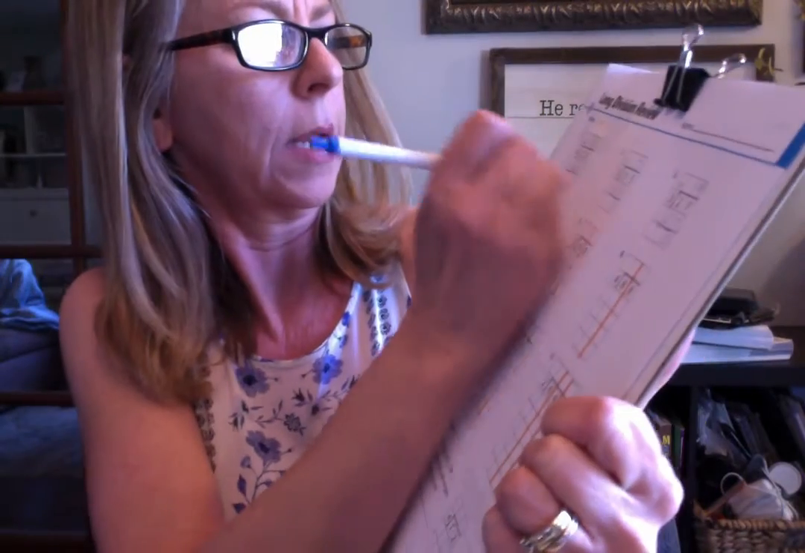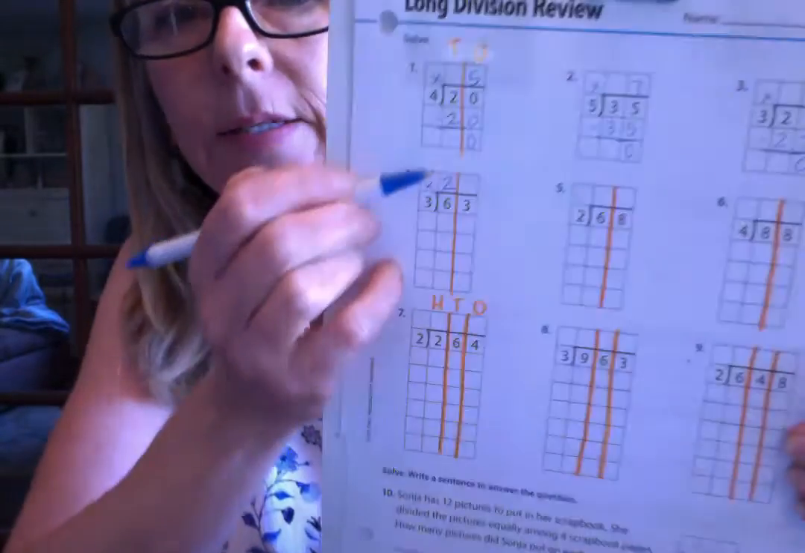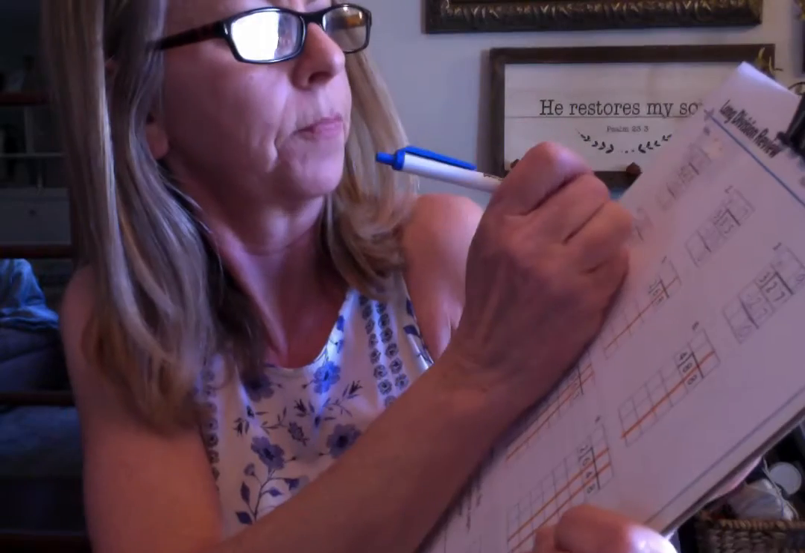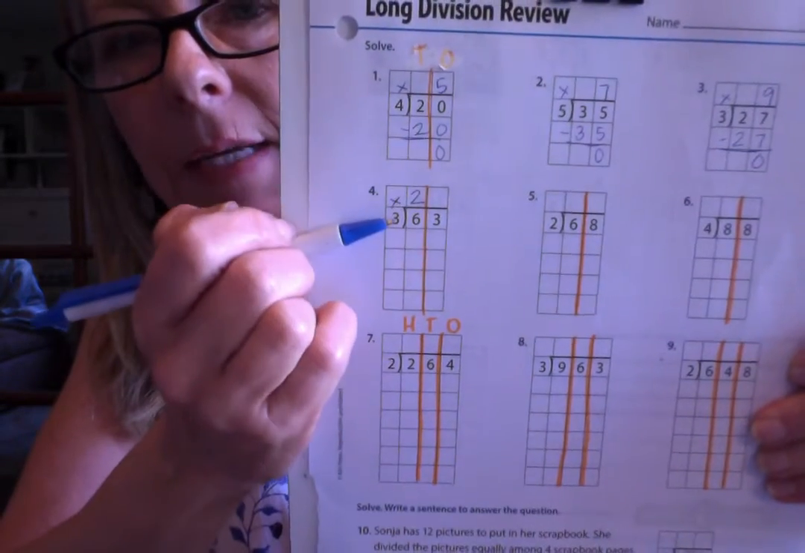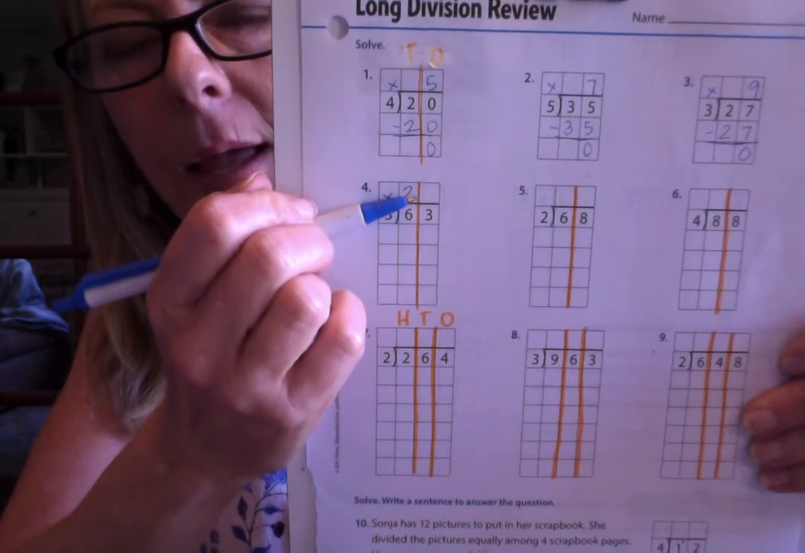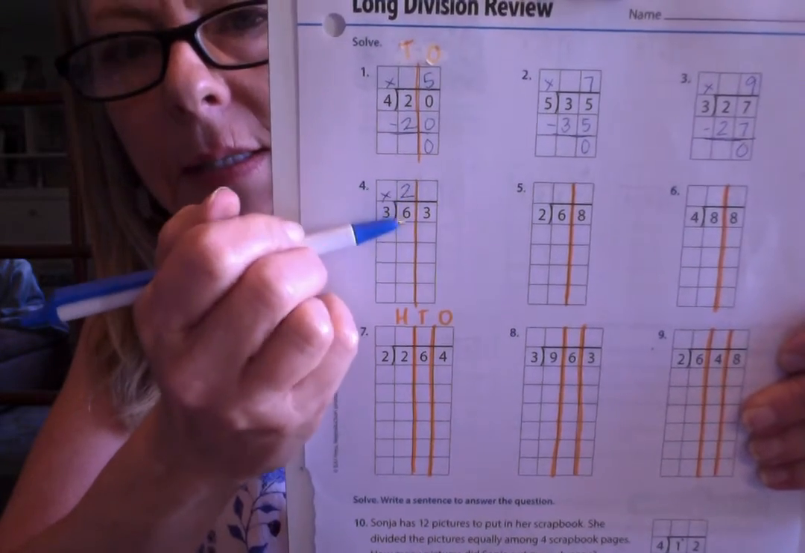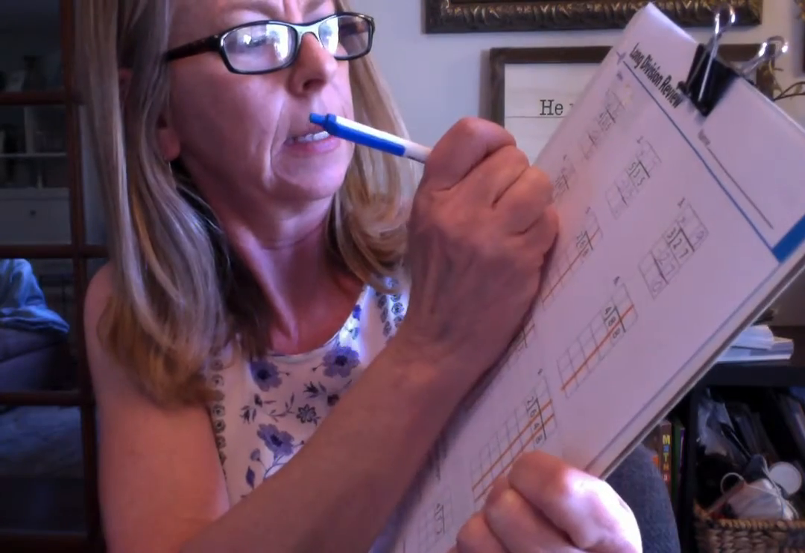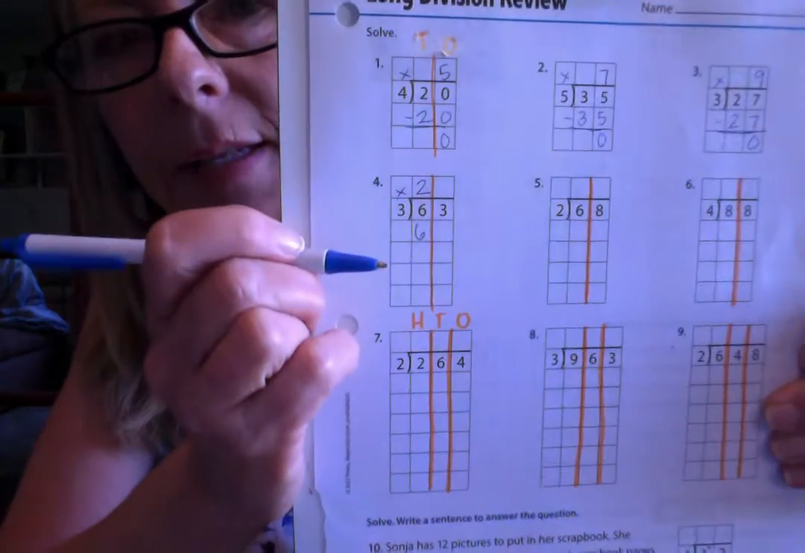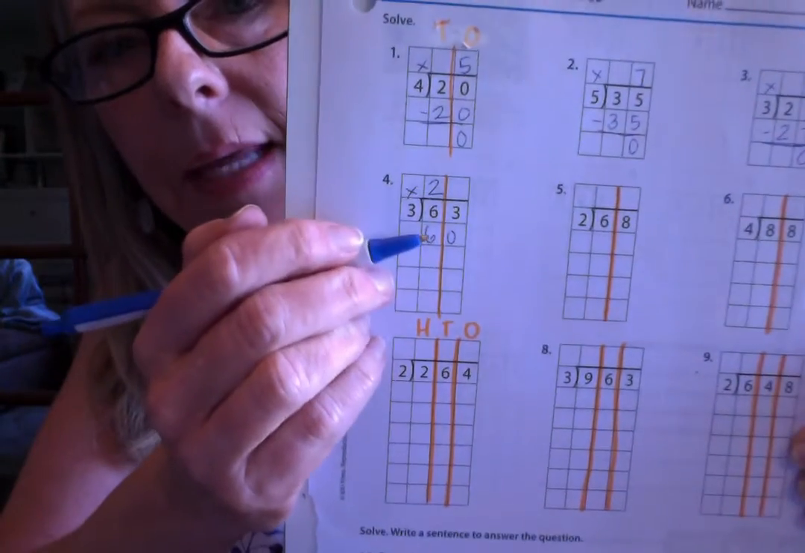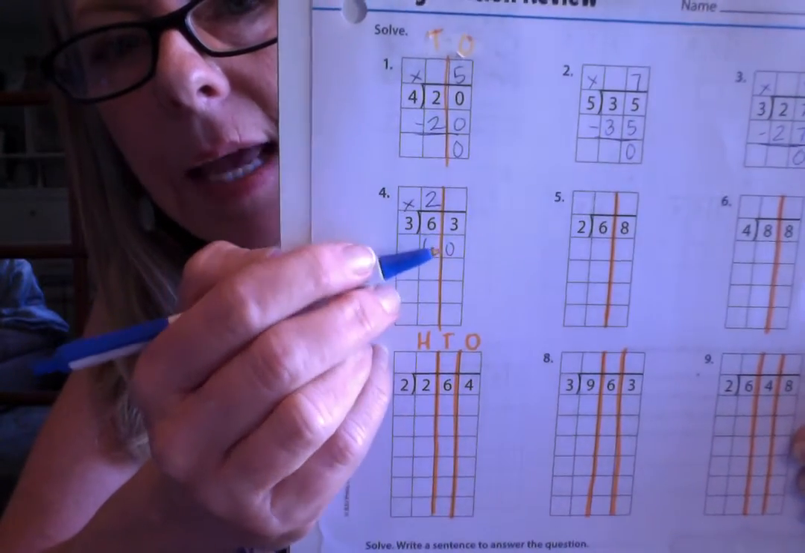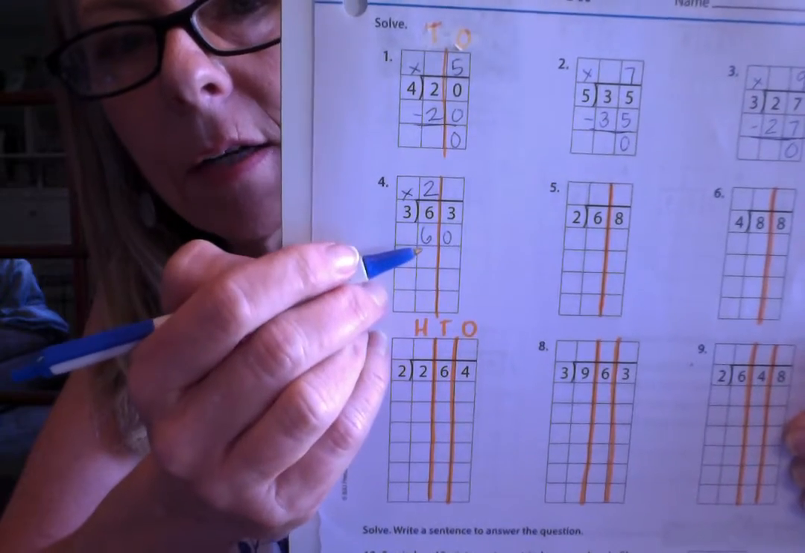Now we need to multiply, so I'm going to put my little multiply sign up there. Okay, and now I'm going to take my divisor and multiply by my tens. Okay, so 3 times 2 equals 6 tens. And what's the number for 6 tens? It's 60, right? So I'm going to put a 0 right here. Okay, so that means I've divided my 6 tens. I told you how much the 6 tens are, 60.